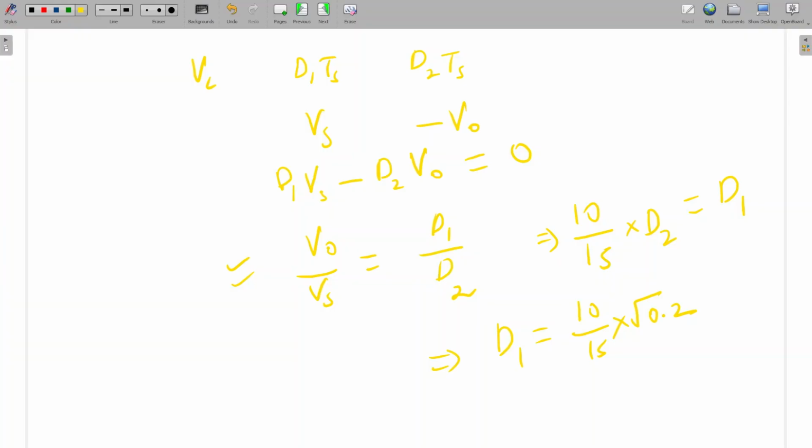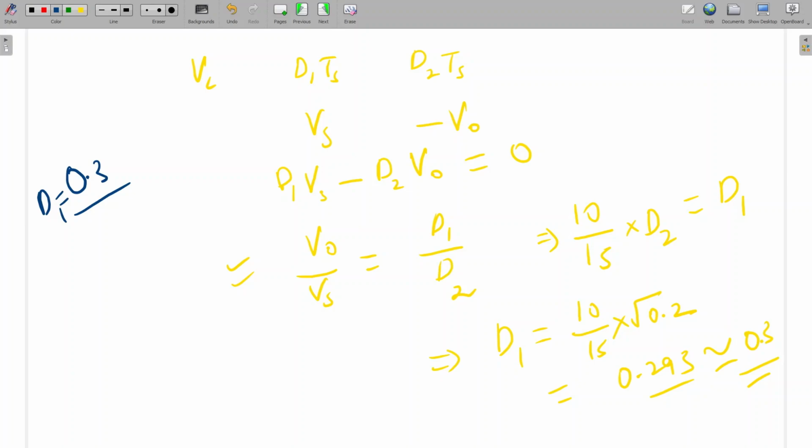Can anyone calculate this value? 0.293, sir. Okay, so it will be 0.293, approximately 0.3. So this will be the actual duty of the switch. 0.3 will be the actual duty D1. Anyone have doubt?